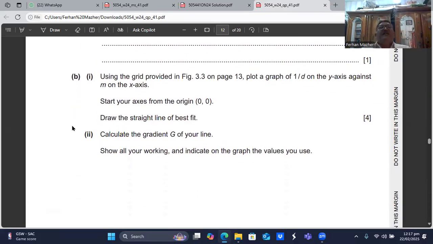He says, using the grid provided in figure 3.3 on page 13, plot a graph of 1/D on the y-axis. So we have to take the value of 1/D on the y-axis against the mass on the x-axis. Start your axes from the origin, 0, 0. Draw the straight line of best fit. This is a 4 marks question.